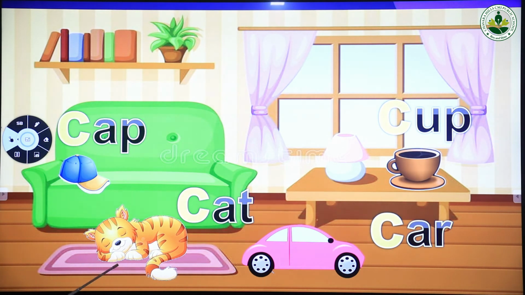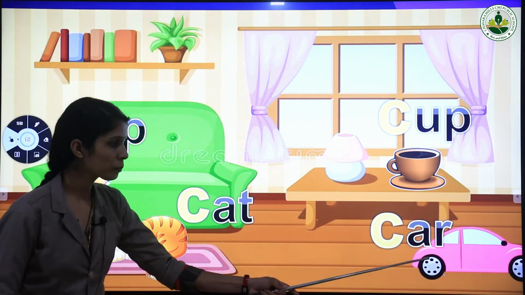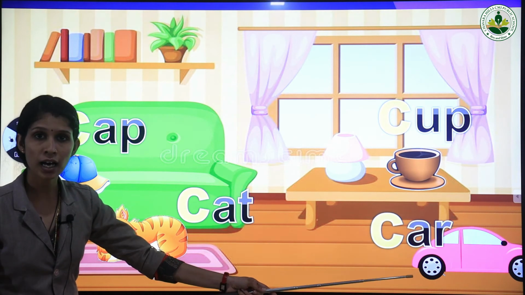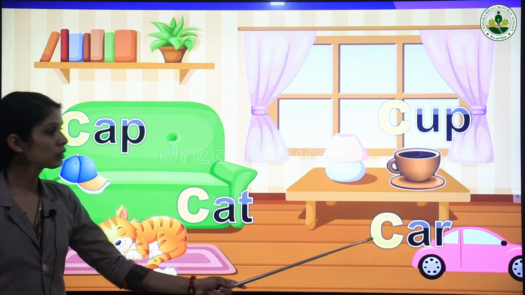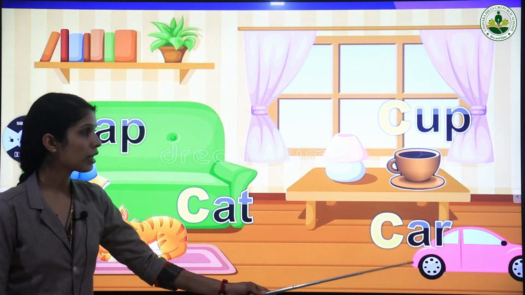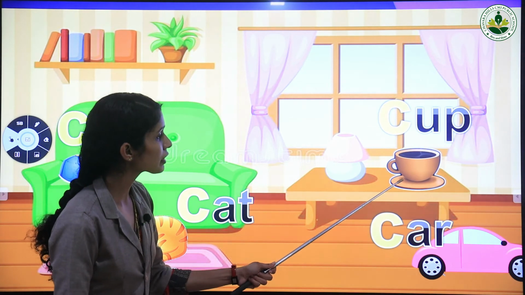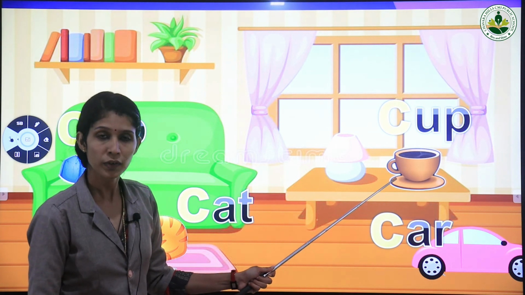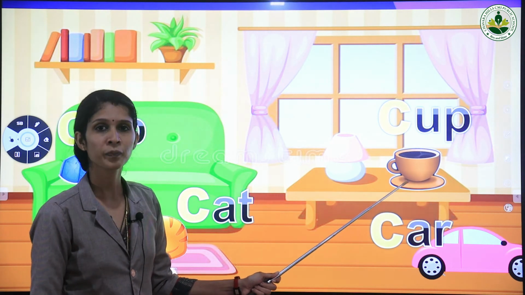And look at here, who is playing? Yes, it's a cat. C is for cat. Once again, cat. Okay. And this one, yes, it's a car. What is this? Car. C is for car. Once again, C is for car. And our next word is a cup. C is for cup. Once again, C is for cup.